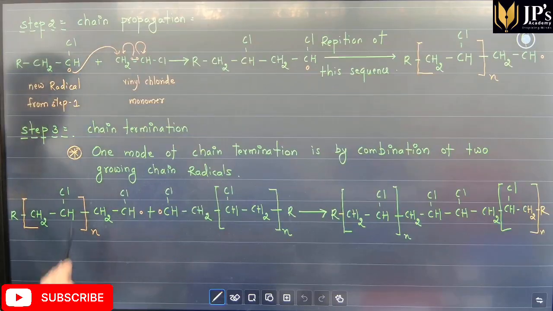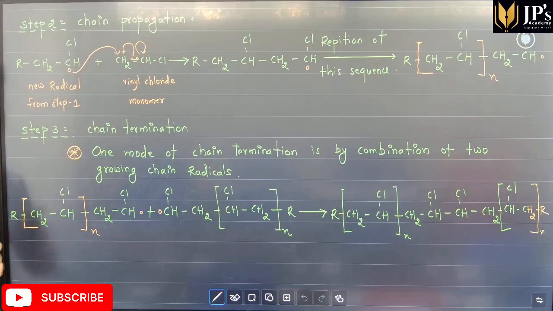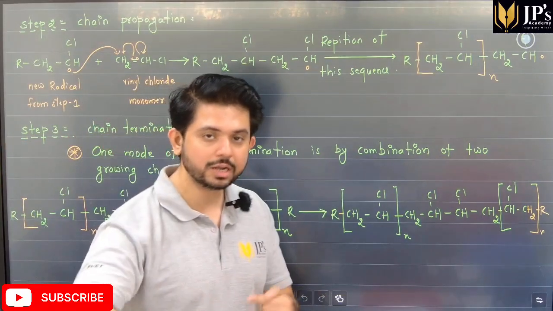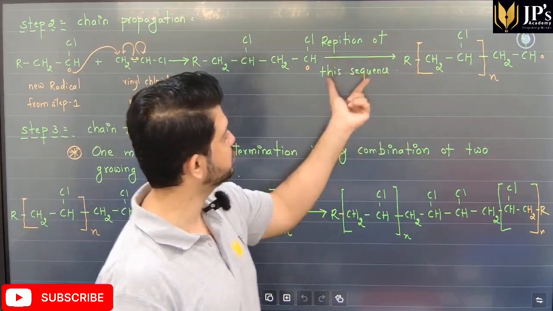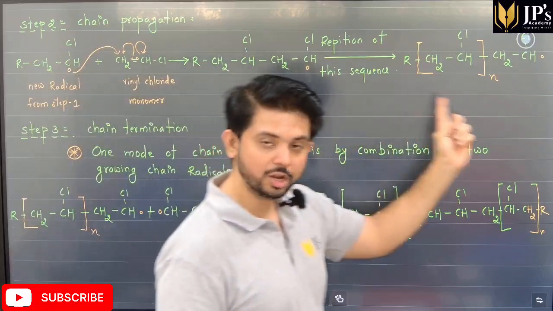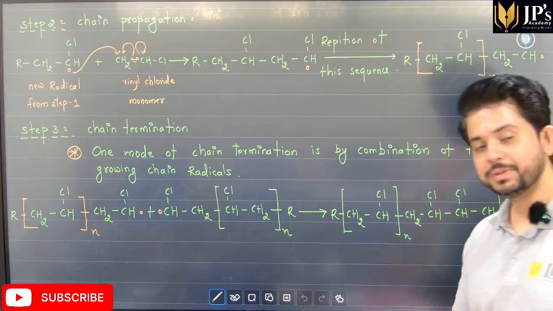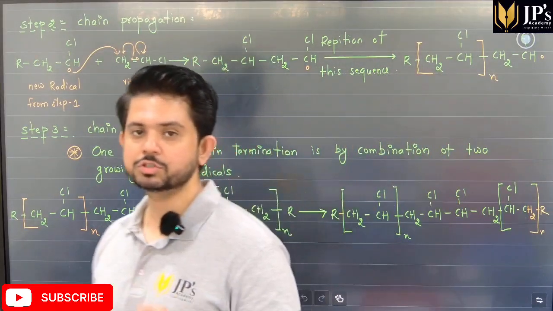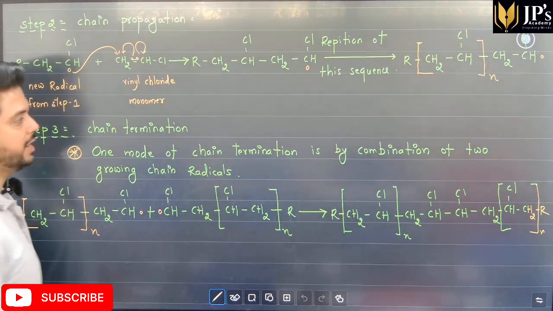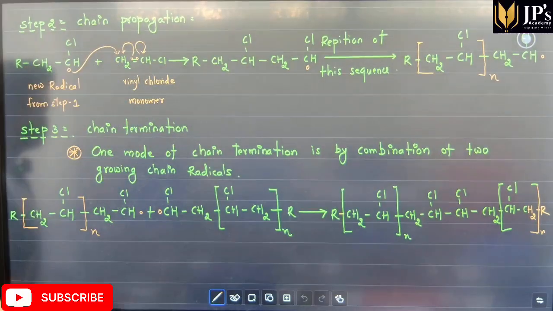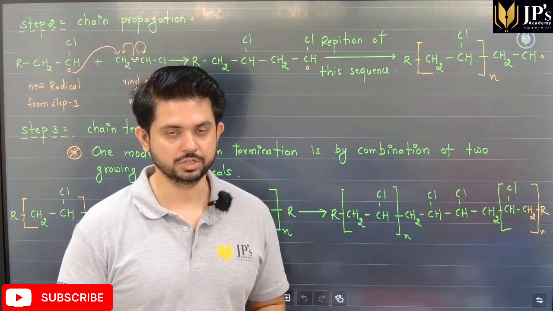Now this new radical, students, will go and attack another vinyl chloride molecule, and this process keeps on repeating. That is why it's called chain propagation. This repetition of the attacking sequence gives you a long chain. That is called chain propagation. However, you need to terminate the chain, you need to stop this. One of the most common modes of chain termination is by combining two growing chains. If you combine the two growing chains, it finally stops the polymerization process.